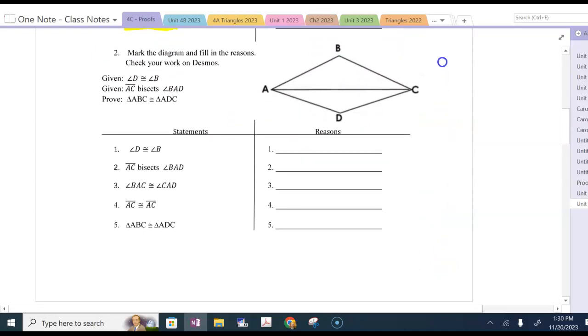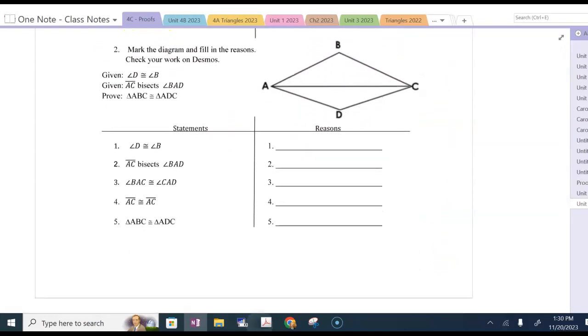Let's take a look at problem number 2. So we are given angle D is congruent to angle B. So the first reason is given. And then I'm going to mark that angle D is the same as angle B. The second given is here in blue, that AC bisects angle BAD.